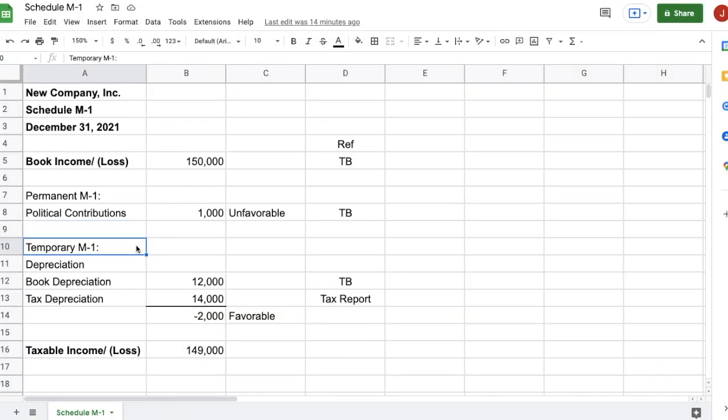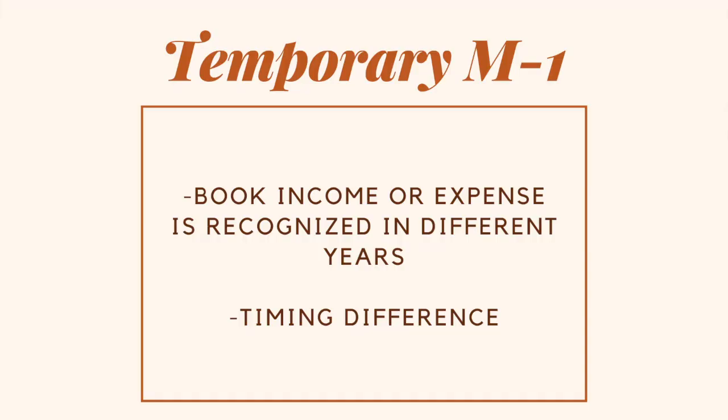Contrary, we have the temporary M1s. So with temporary M1s, we do have income and expense that is recognized in different years for both book purposes as well as for tax purposes. So what does that exactly mean?